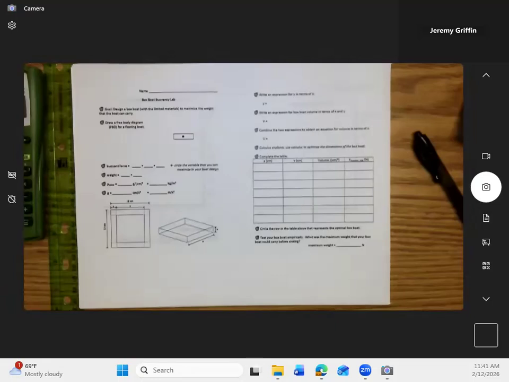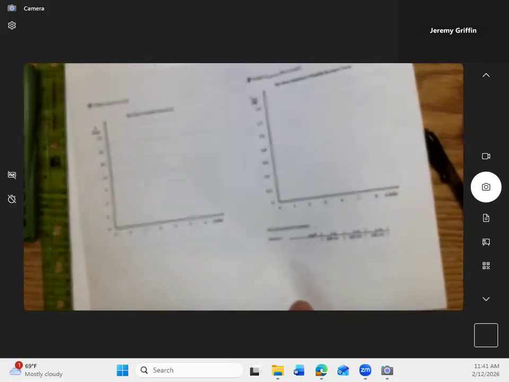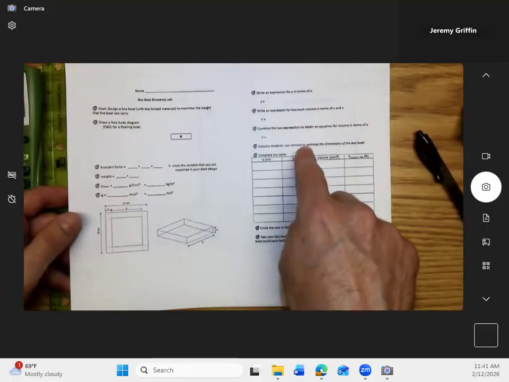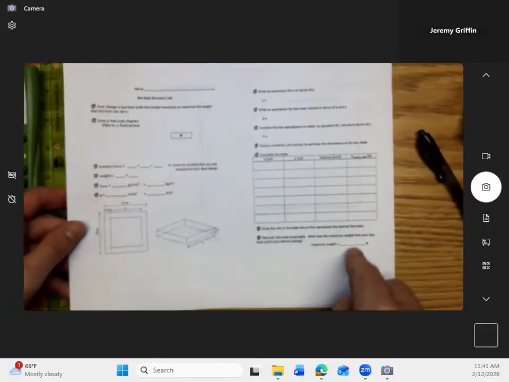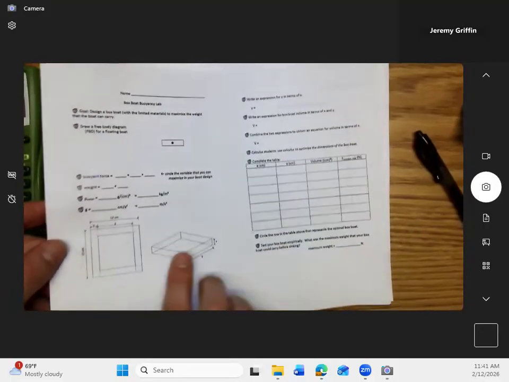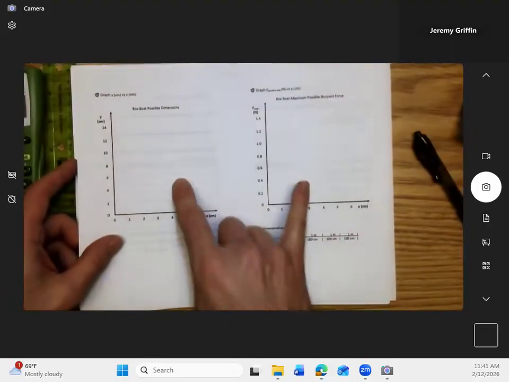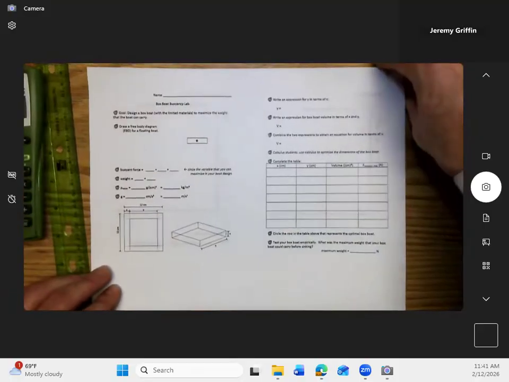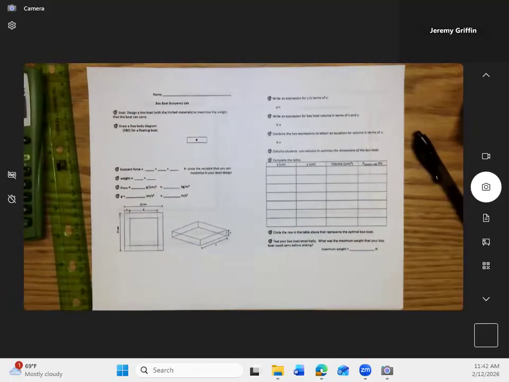If you finish everything in class today, which earlier about half of my class did, you can turn this page into the grade tray and get lab points. I want all these algebraic expressions, some table values, the maximum weight the boat can hold, and the two graphs. If you have all of that, turn it in at the end of class. There should be enough time. If you don't quite finish all that, like you don't get to the graphs, you can do that tonight and turn it in tomorrow.